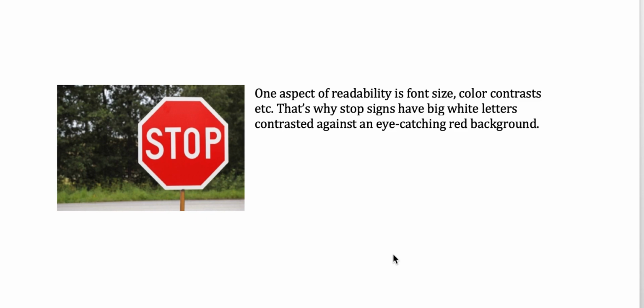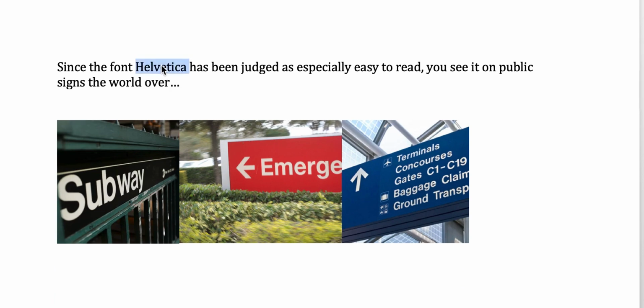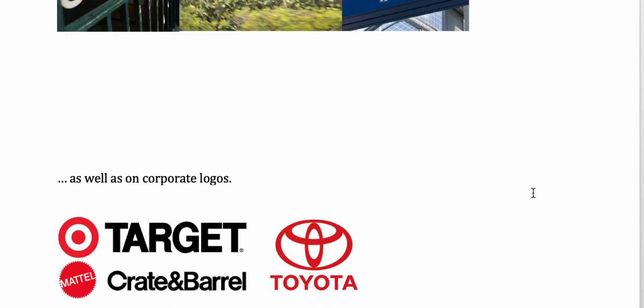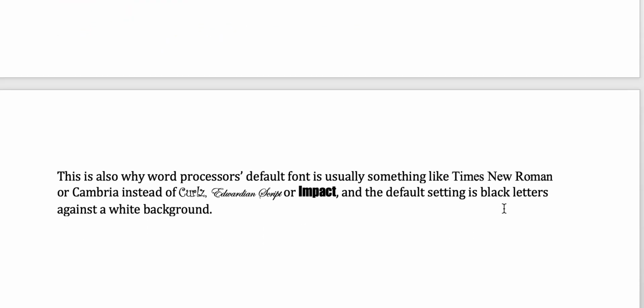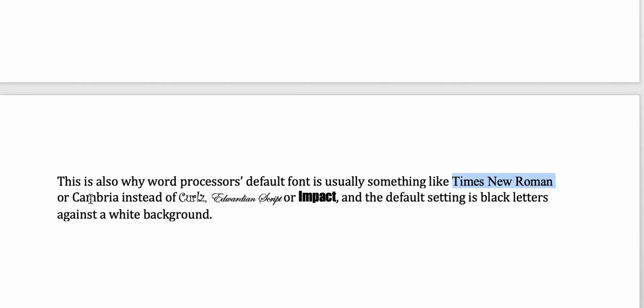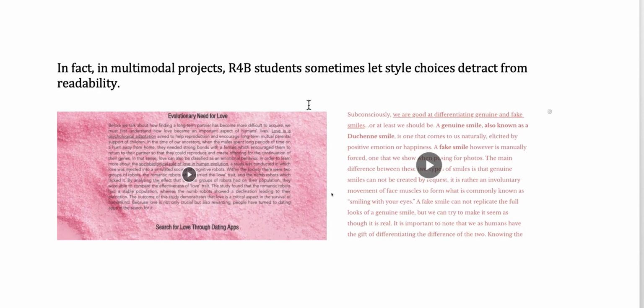One aspect of readability is font size and color contrast. That's why stop signs look the way that they do: bright colors, big bold letters. The font Helvetica has been judged as especially easy to read. That's why you see it on all these kinds of public signs and in corporate logos. And that's also why, in word processors, the default is usually Times New Roman or Cambria instead of curls or Edwardian script or Impact. That's why usually you see black letters against a white background. That's something we can keep in mind for our multimodal projects.